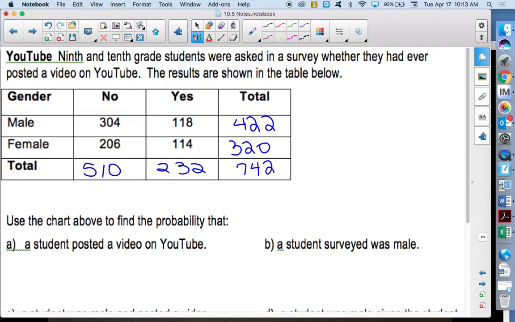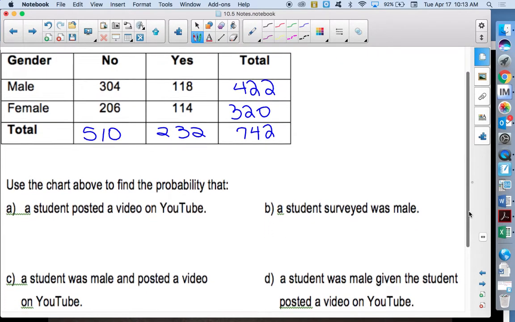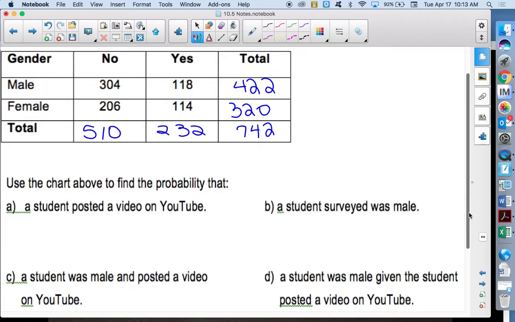An easy way to check to see if your values are correct is that both directions should add to 742. So horizontally, 510 and 232 make 742. Vertically, 422 and 320 also make 742. If you made a mistake somewhere, when you add horizontally and vertically and one of them doesn't match up, then you probably have a mistake in one of those columns. Not all of these are conditional probabilities, so that's why it's important to look at the terminology and see what the question is asking for.